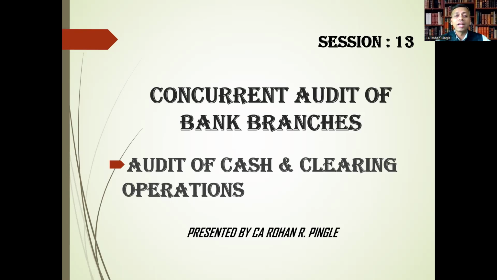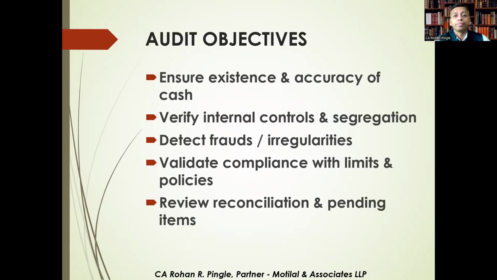Moving further, let's understand audit objectives. The primary objective is to ensure that the cash balances are physically existing and correctly recorded in the system, and that all transactions are authorized and properly documented. The auditor must also ensure that controls are operating effectively, there are no unauthorized withdrawals or receipts, clearing transactions are correctly settled, and suspense accounts are not misused.